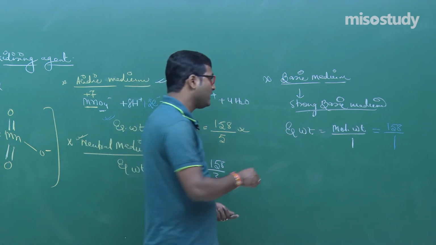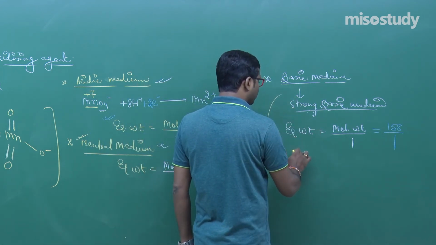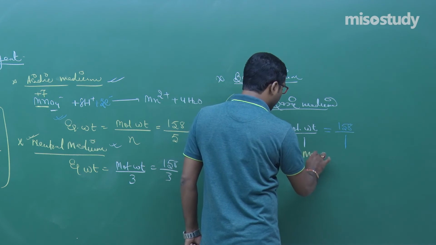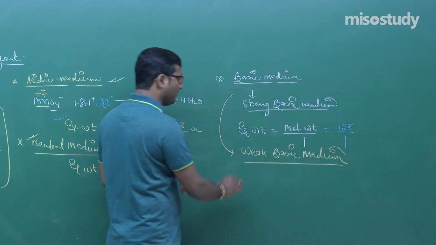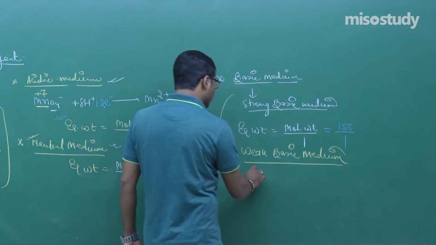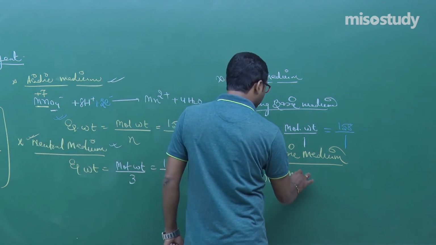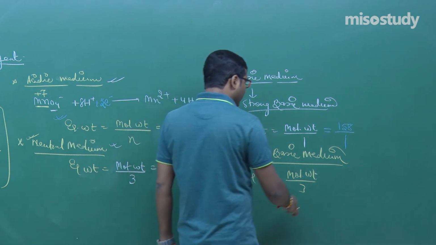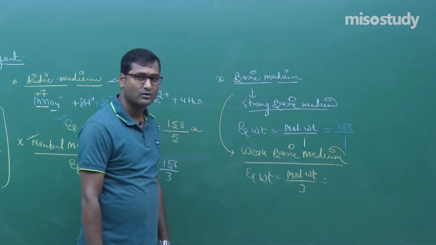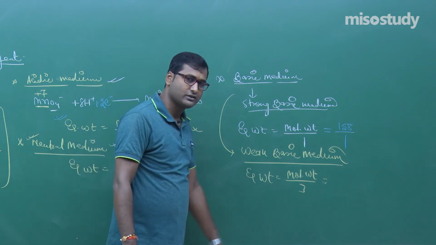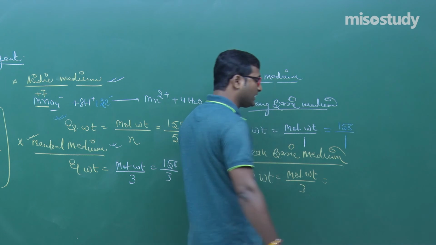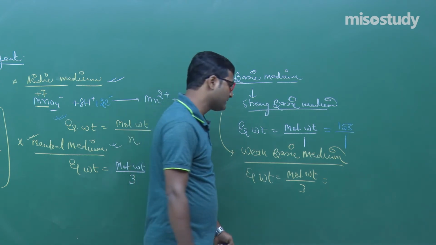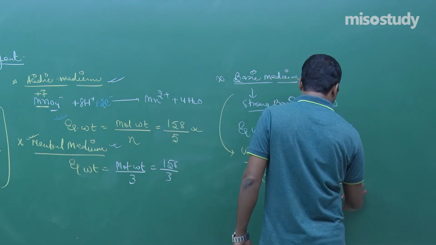Clear, my friend? But if there is the presence of weak basic medium, again I am repeating, then what will happen in this case? The equivalent weight is equal to the molar weight upon 3, the number of electrons gained here. As an oxidizing agent it always gains, not loses, and the change in oxidation state here is 3. There is always a decrement in oxidation state, not increment, because KMnO4 is an oxidizing agent. So the answer is 158 upon 3, my friend.